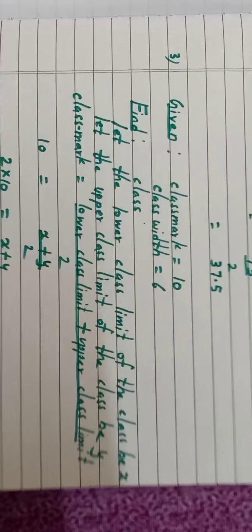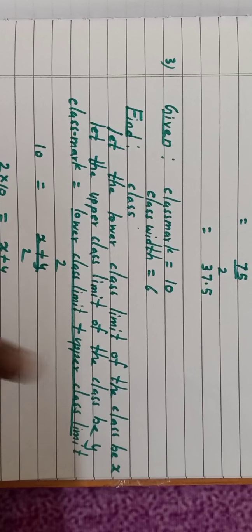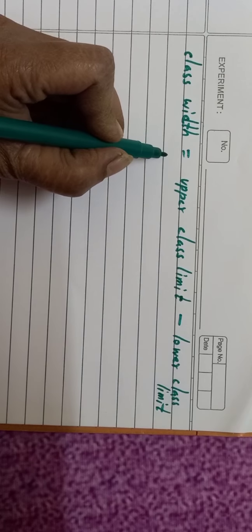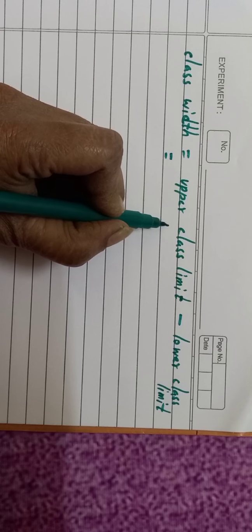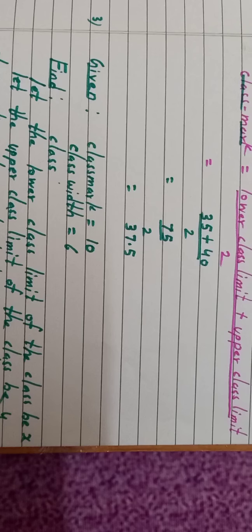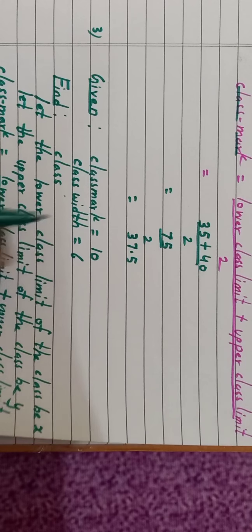So if I want to write here, I have taken upper class limit and lower class limit. My lower class limit is x and upper class limit is y. So class width formula I will have to write. What is class width equal to? You can take this as a formula to find the class width: upper class limit minus lower class limit. So I have taken upper class limit as y and lower class limit as x, so I'll get y minus x. Class width I have got as 6, so I will write here 6.